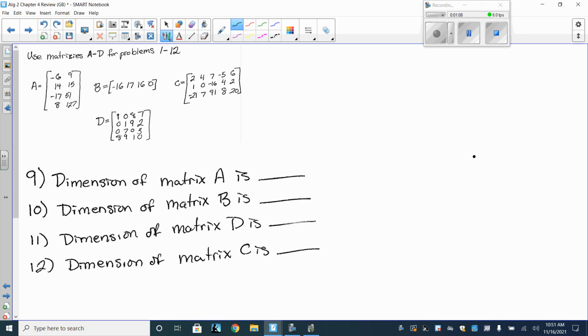Let's look at 9 through 12. Well, we can just go on and state the dimensions of each one. The dimensions of A are 4 by 2. The next one would be 1 by 4, because B is 1 row, 4 columns. Rows and then columns. D is 4 by 4. And C is 3 by 5. 3 and then 5. Any questions on elements or dimensions?